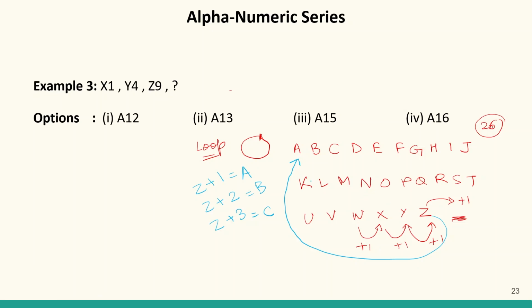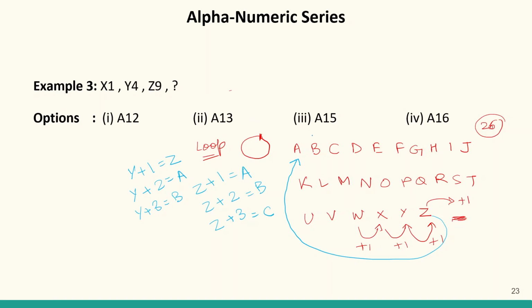Okay. Similarly, if we have to find Y plus 1, that will be Z. What about Y plus 2? There is no letter after Z. So we go in a loop. Y plus 2 will be A again. Similarly, Y plus 3 will be B. Okay, so this is going forward.